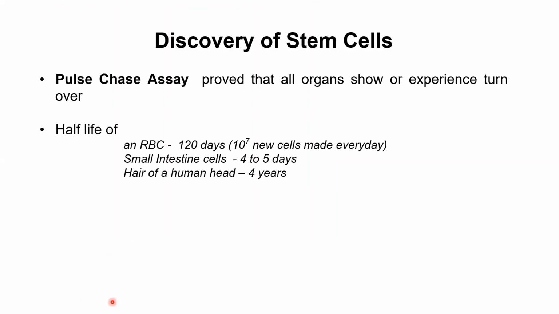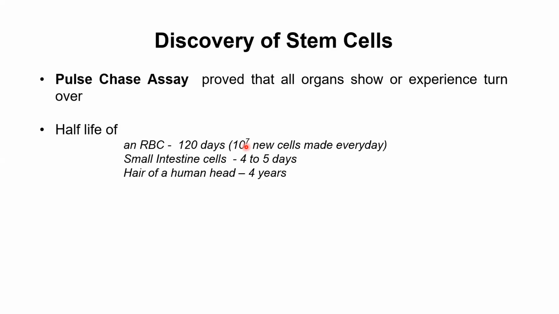Now, from the pulse chase experiment, we got another proof that all organs will show turnover. I mean, they will be exposed to turnover, they will die. For example, a red blood cell, an RBC, takes about 120 days to die. This means if RBCs are dying after every 120 days, 10 to the power 7 new cells have to be made every day, and there has to be a biofactory for this. How do you replace? This is a replacement. So 10 to the 7 new cells are replaced by the hematopoietic stem cells.